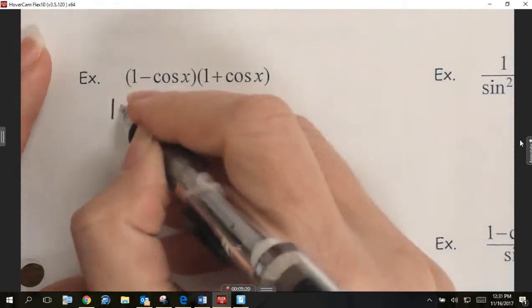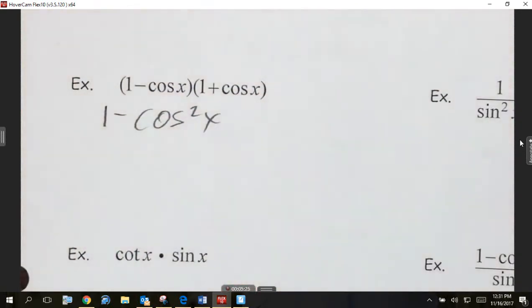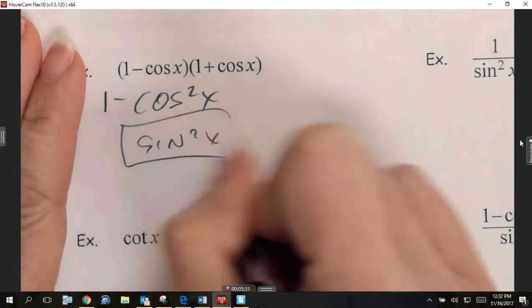Okay, so we get 1 minus cosine squared x. And is that a Pythagorean identity? What is that equal to? Sine squared x. So we have it simplified.